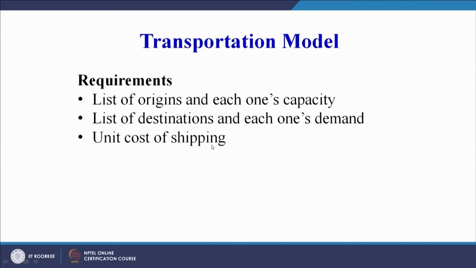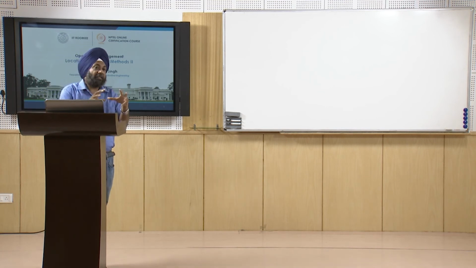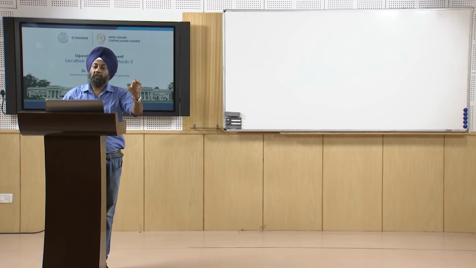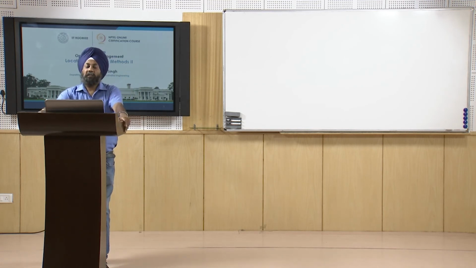The requirements here are the list of origins and each one's capacity. Origins are the sources or the manufacturing plants which are producing the product. We must know the locations from where we are going to serve the various demand centers, so we need to identify their locations, maybe again x and y coordinates are required. Similarly, we must know the capacity, that is, the production capability of a particular source. That is one input required for solving the problem.